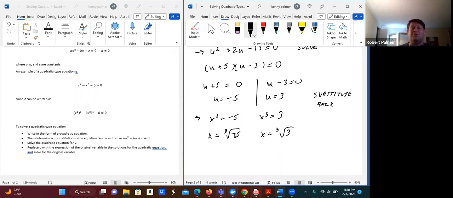Now in this case, since we have a cube root, it's not plus or minus, and this will give us a real number. Both of these are real numbers, and since it's a cube root, this is an odd root, so we don't have plus or minus.